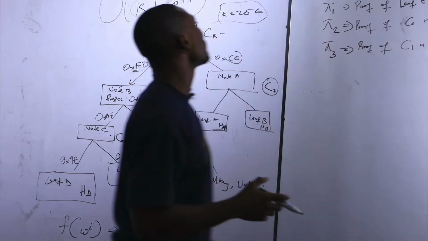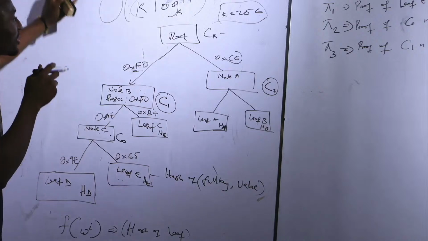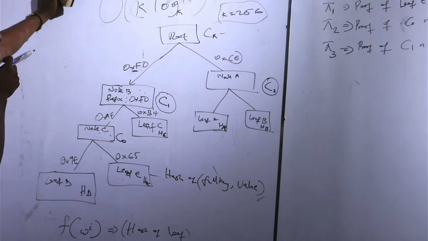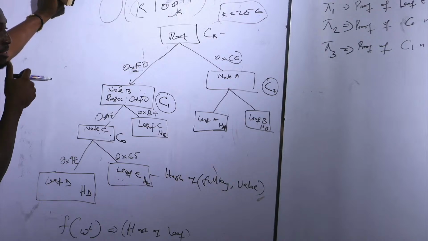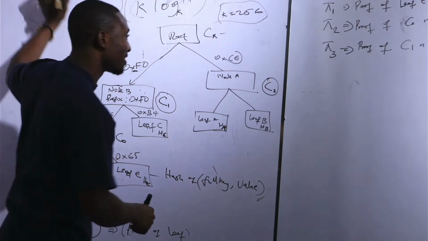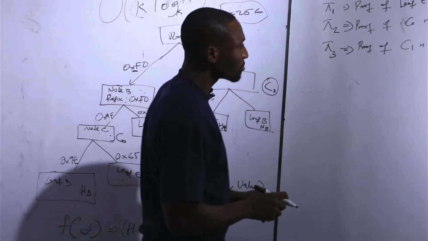So that's where we'll now look at the batch proof scheme for Verkle trees. Does anybody have any question?